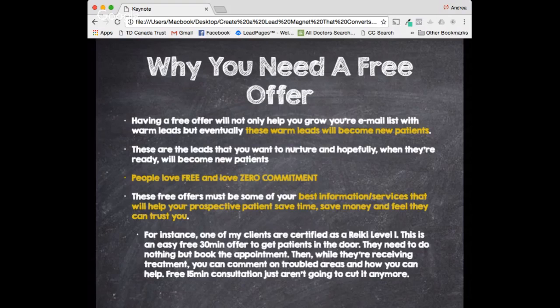And the best part about these email people is that they may not necessarily be ready to book into the office with you, but as you continue to nurture them with your weekly or bi-monthly newsletters, then you can warm them up. They're going to start to know, like, and trust you. And then eventually the whole idea is to turn them into new patients in your office.